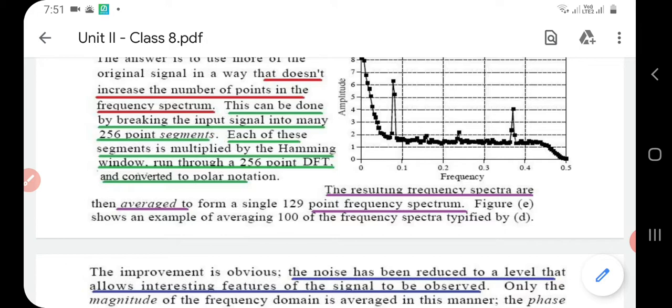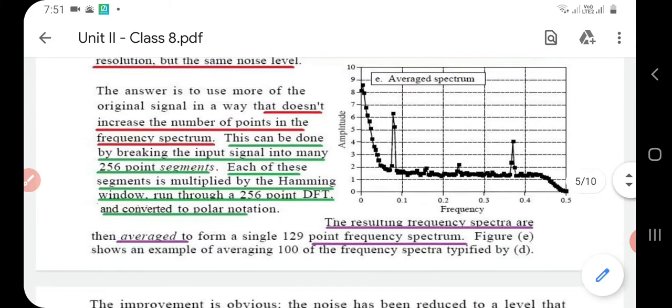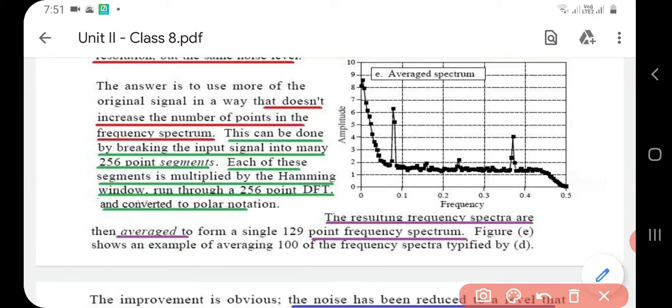In the earlier case, we were subjecting the signal as a whole to the Hamming window. Here, instead, we break the original signal into segments, and each segment is subjected to the Hamming window, and you get a windowed signal. Then the same procedure is applied: it is subjected to DFT and converted to polar notation. Then you get a signal, and that resulting signal is then averaged. One more step we perform is averaging, and the final result is called the average spectrum.